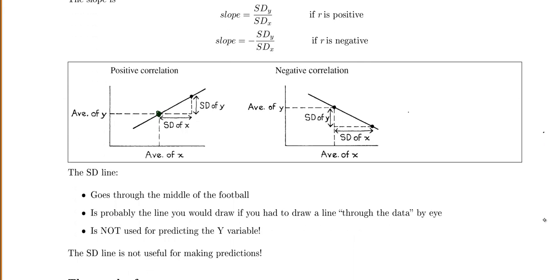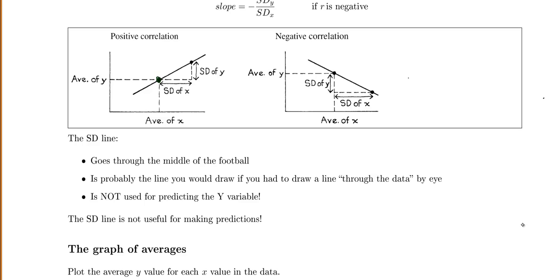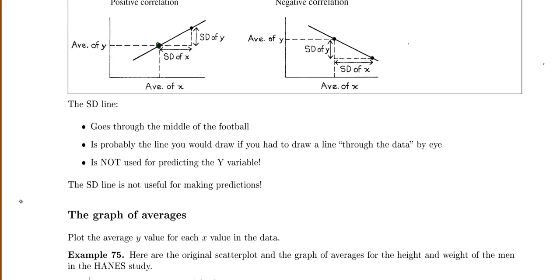It goes through the middle of kind of your football or the cloud you draw around the points. And it's probably the line that you would draw if you had to draw the line through the data just by eyeing it. But it's actually not very useful for predicting the y variable. So again, that's the SD line. We're not actually going to use it. It's not all that useful. Okay, now let's start building up what we actually are going to use.